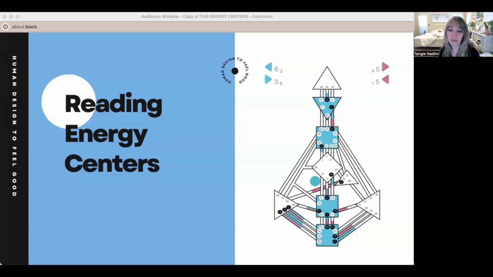The other energy centers that are undefined, again, we have the ego center, which we just talked about. We have the spleen also, which we just talked about, and then an undefined G center. So an undefined G center will put this imbalanced pressure on figuring out where all of this is going. On everything all of the time. So in relationships, where is this going? In your career, where is this going? In your identity, where is this going?